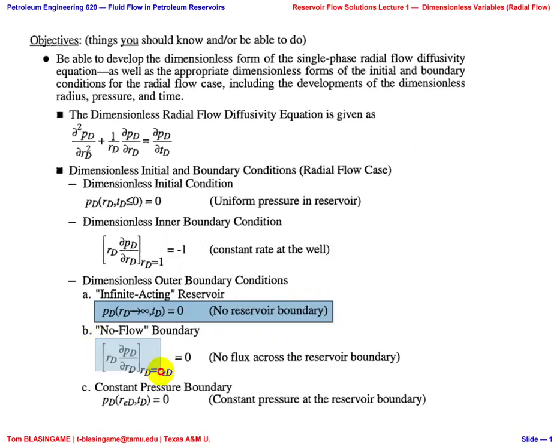The no-flow outer boundary says that the gradient at the outer boundary is equal to 0. There's no flux at the outer boundary. Now, you'll find later in the notes I cheat and make this, you can have the ability to define this as something else. The constant pressure outer boundary says that the pressure is fixed at the outer boundary at the initial pressure, and then the dimensionless pressure is fixed at 0.